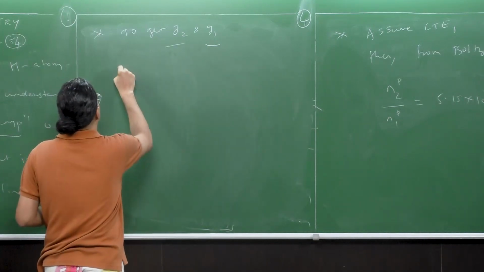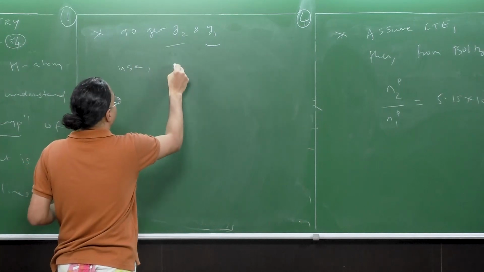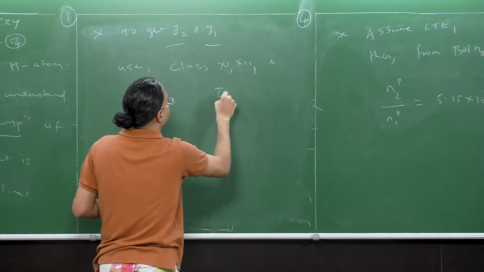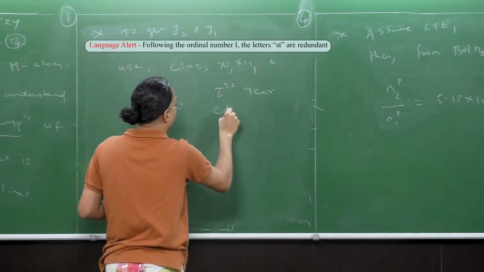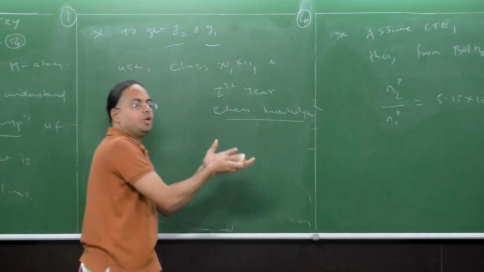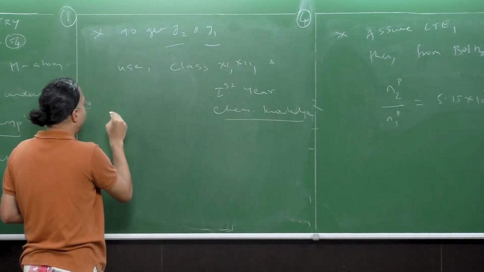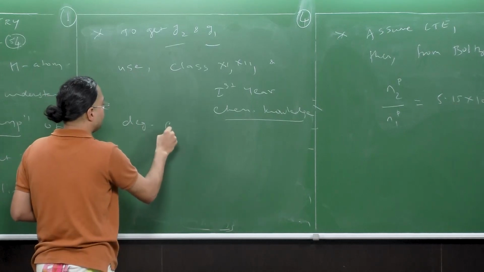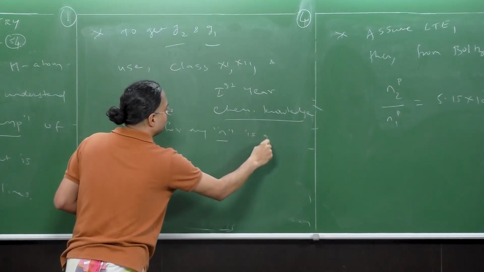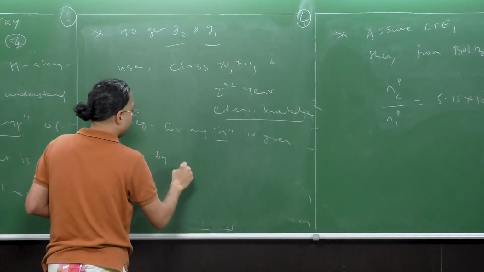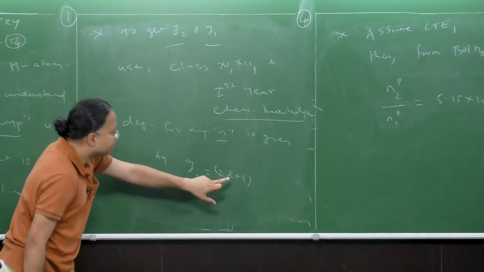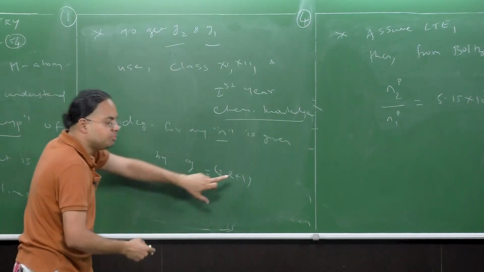We're going to use your class 11, 12 and first year chemistry knowledge. I'm sorry, it is not going to leave you. You have to use them. That degeneracy for any n is given by Gi equals 2L plus 1, where L is what is called the azimuthal quantum number.